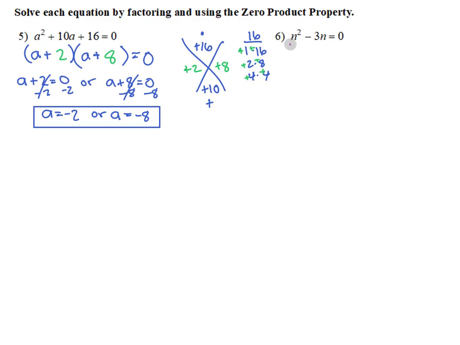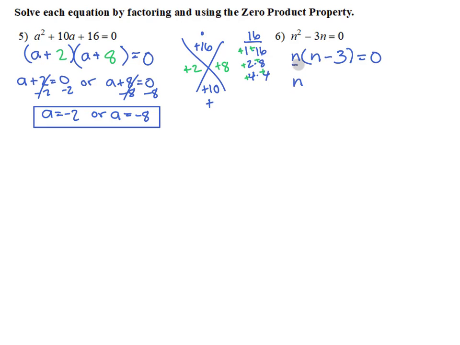So the greatest common factor here is going to be n. They both have at least one n in common. And if I divide that out of each of them, we're left with n minus 3. And now we can use that zero product property.